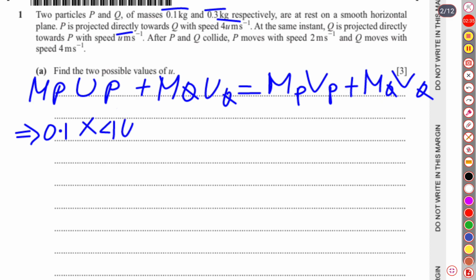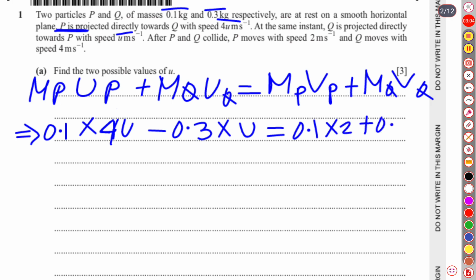Now look at this. Q was projected directly towards P. That means the direction of both of the particles were opposite to each other. So the symbol in between them will be negative. Mass is 0.3 and initial velocity is u, equal to mass of particle P, 0.1, and final velocity was 2. For particle Q, mass is 0.3 and final velocity was 4.